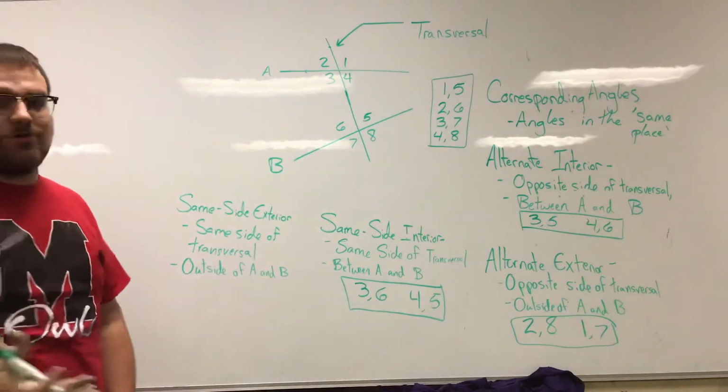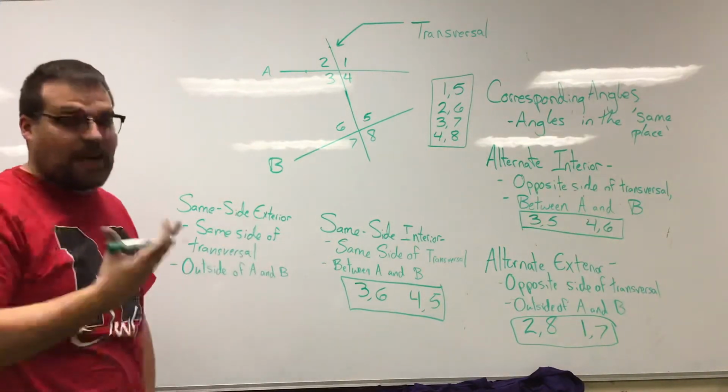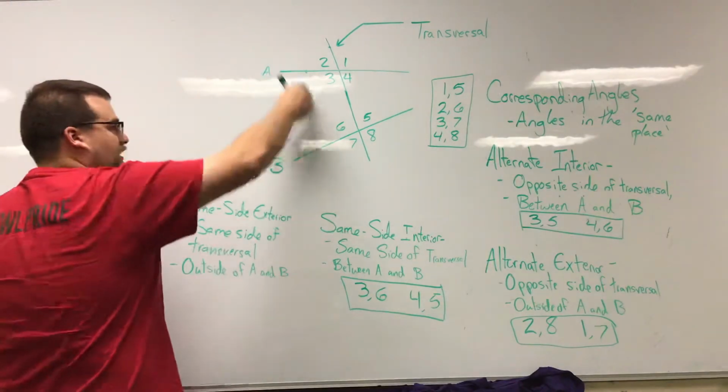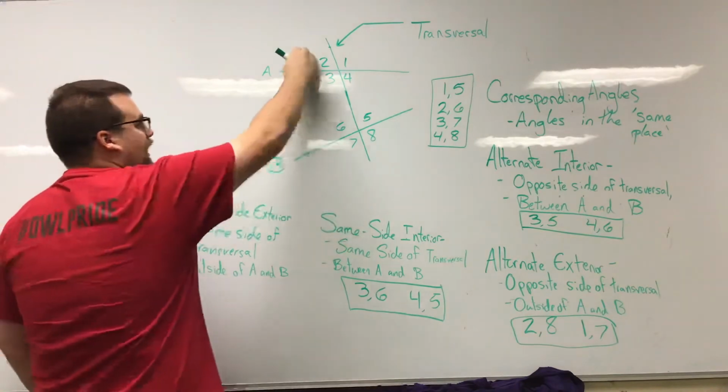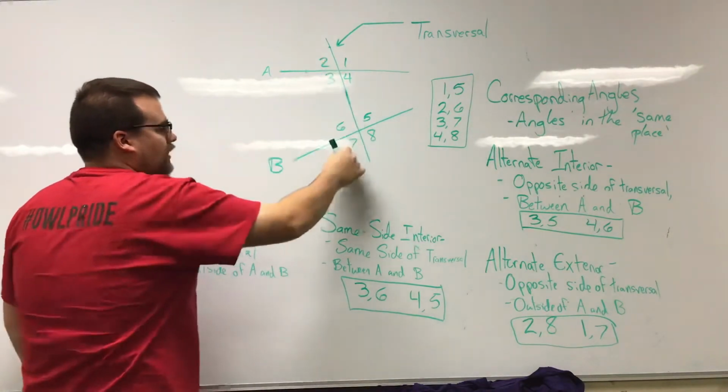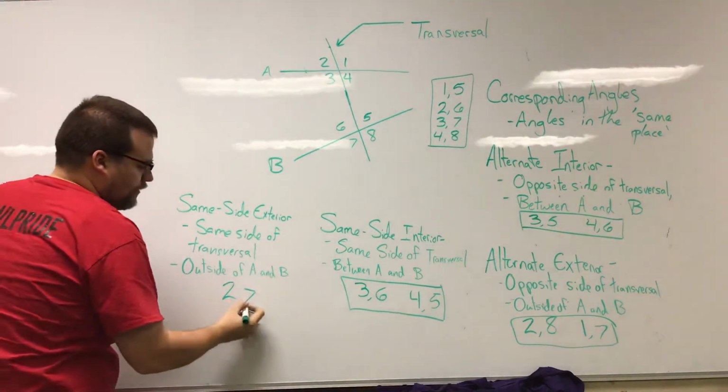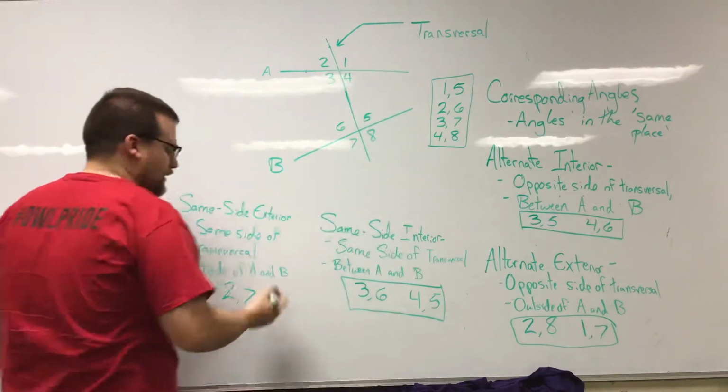By this point, I know you can just guess this last one, same side exterior. Same side of the transversal, exterior meaning outside of line A and B. So 2 and 7, and 1 and 8.